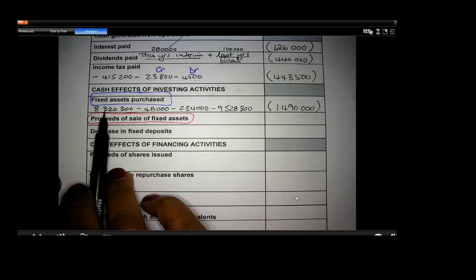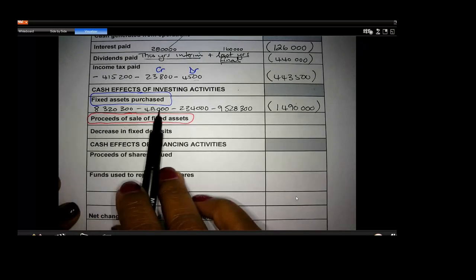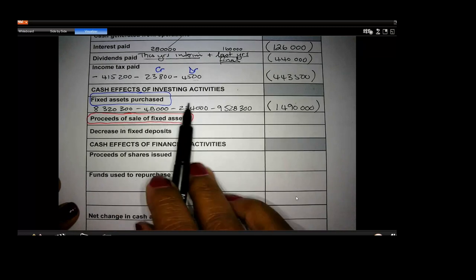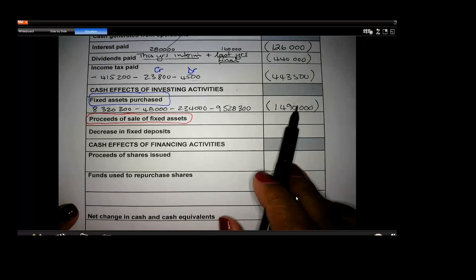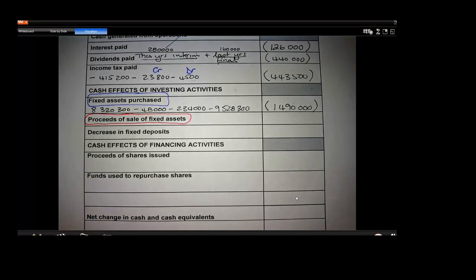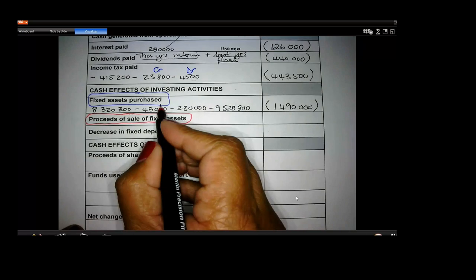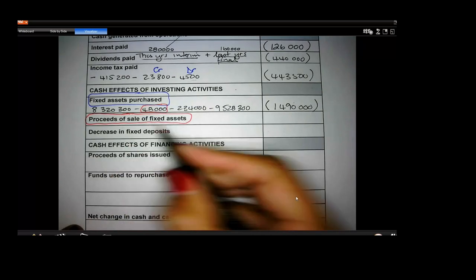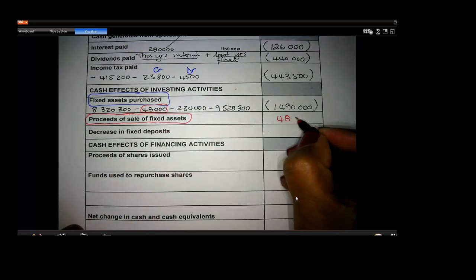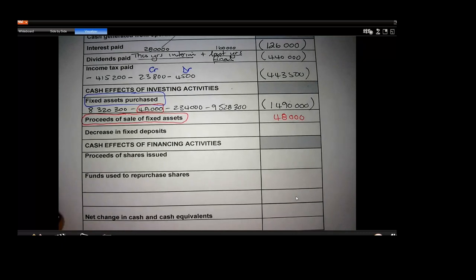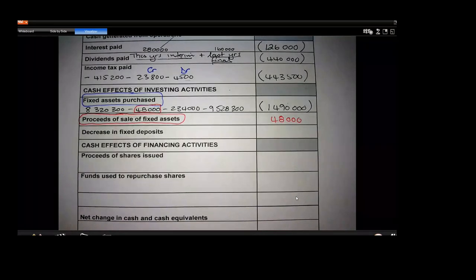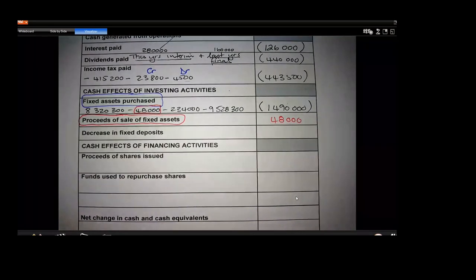So I start with my opening balance. I put in my disposals at carrying value, I put in my depreciation, and I put in my closing balance, and it gives me that answer. Okay, now I know that that 48,000 is that 48,000. It's exactly the same amount. My disposals that are minus there, I plus back there. Okay, and that is the standard formula for working out my fixed assets.